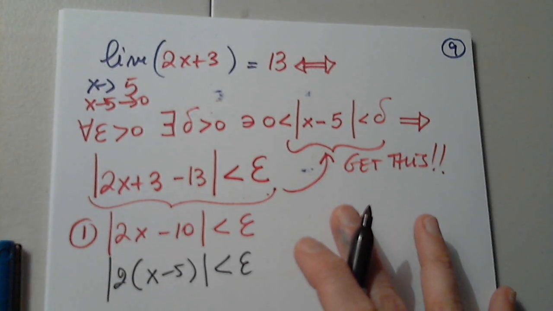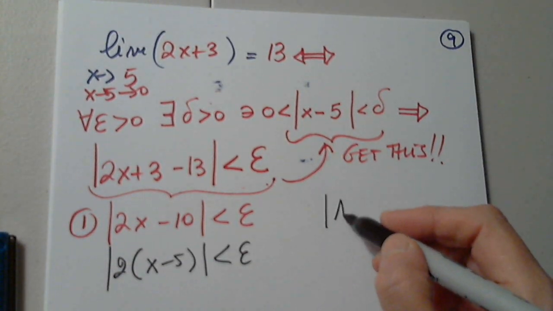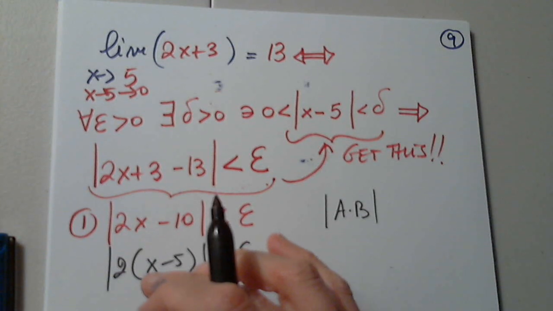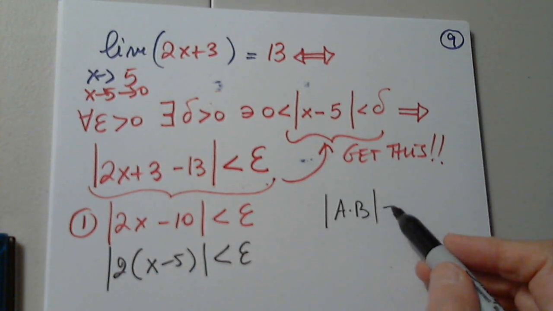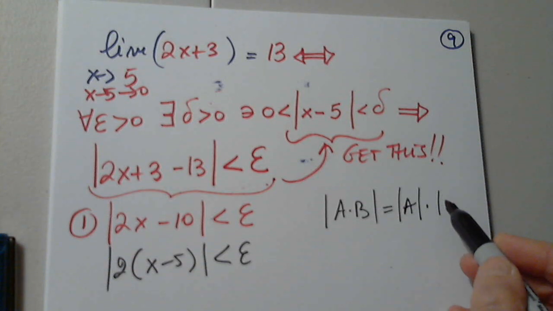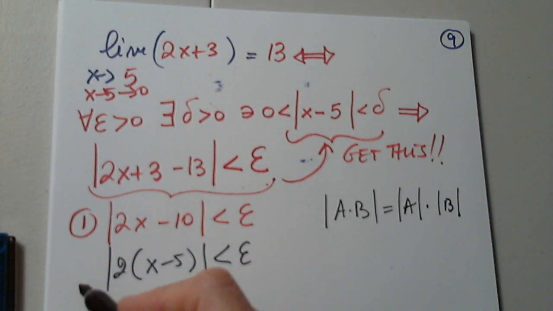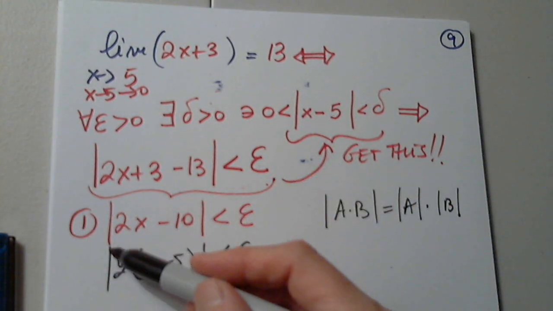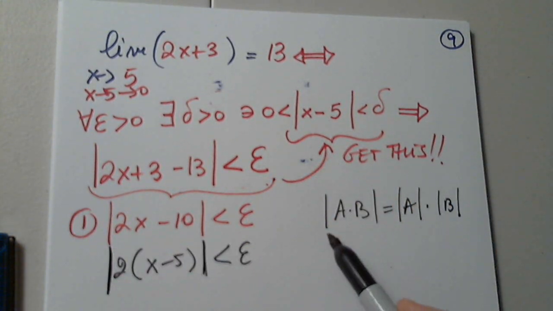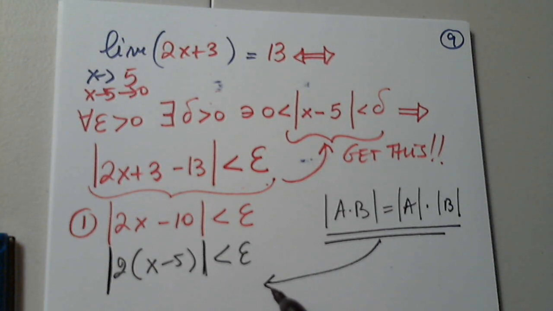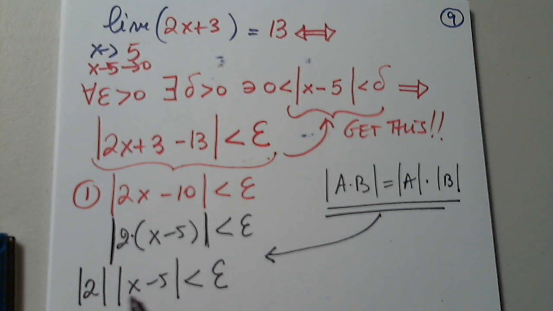Now be careful here. There is a property of the absolute value that we have to emphasize here. The absolute value of the product is the product of absolute values. You cannot remove this or put it in front. It doesn't work like that for absolute value. I have to write this at this step, which means the absolute value of 2, because it's a product, times the absolute value of x minus 5 less than epsilon. Only now I have to write that this is 2.